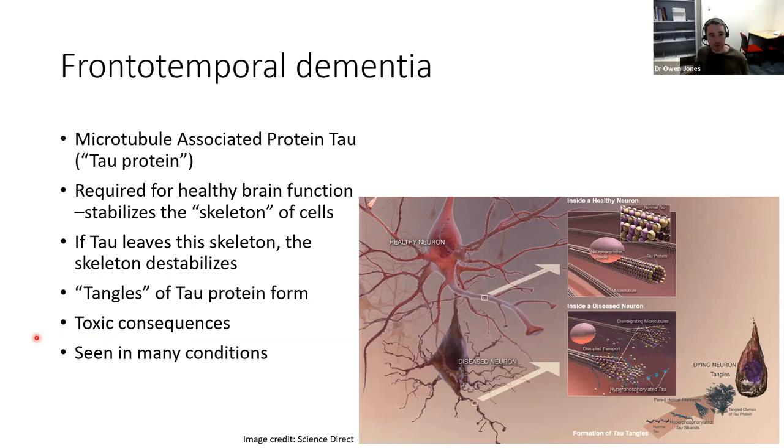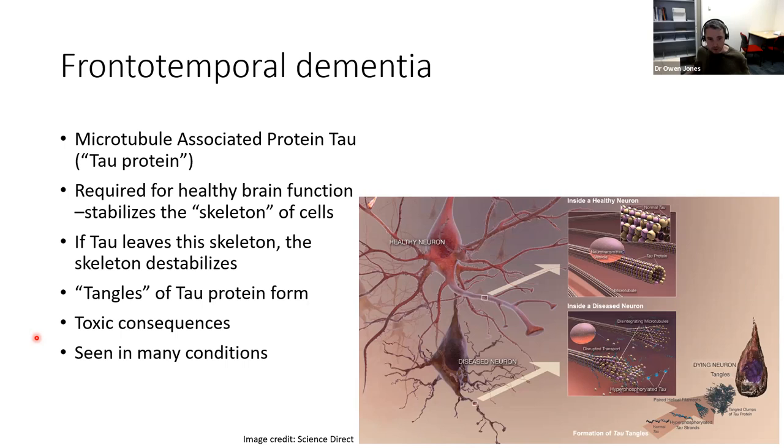Now, some of you may have heard of tau before. Tau is a protein that's implicated in many diseases, not just in frontotemporal dementia, also in Alzheimer's disease, also in other neurological conditions. And the MAPT gene is the gene that encodes and is responsible for producing this protein, tau protein. So what is tau protein?